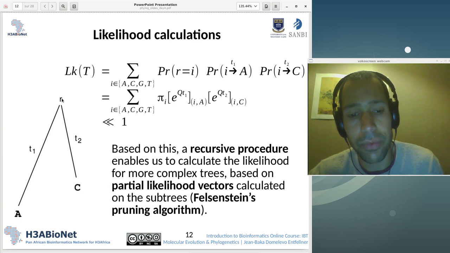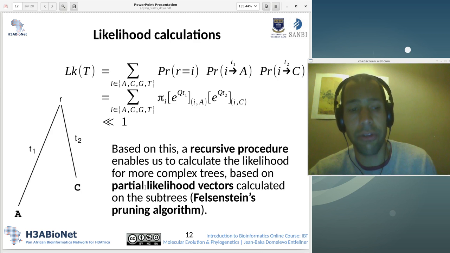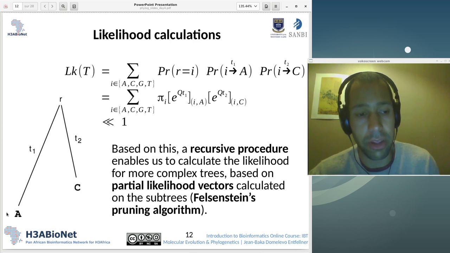Based on the partial likelihood corresponding to I being equal to A, that's this product with I equal to A, the partial likelihood here of this tree with I equal to C, etc., etc. So based on partial likelihood vectors calculated on the subtrees, we calculate easily. We reuse what we've calculated here in the context of a larger tree. Imagine a larger tree where this is just a subtree of the larger tree.